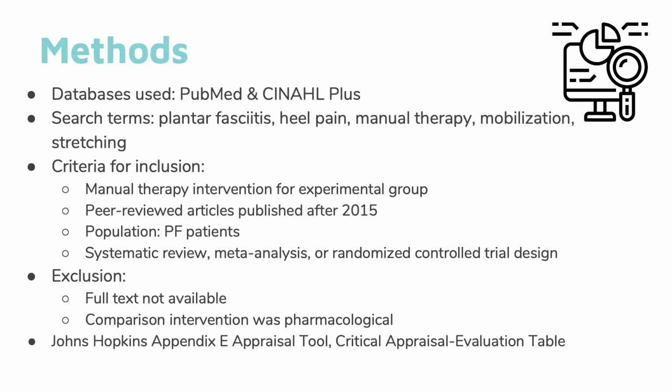The research databases I used to search for literature were PubMed and the Cumulative Index of Nursing and Allied Health Literature. And the search terms I used were plantar fasciitis, heel pain, manual therapy, mobilization, or stretching. The criteria for inclusion was that manual therapy needed to be an intervention for the experimental group. They needed to be peer-reviewed articles published after 2015, so within the last 5 years.